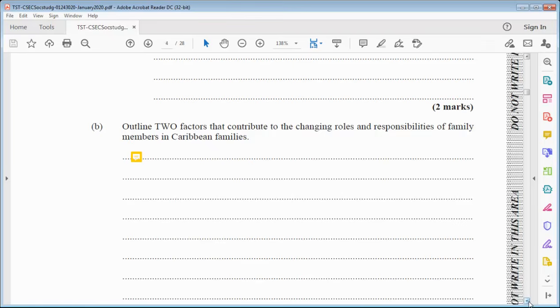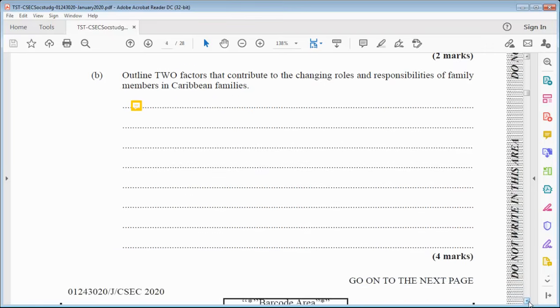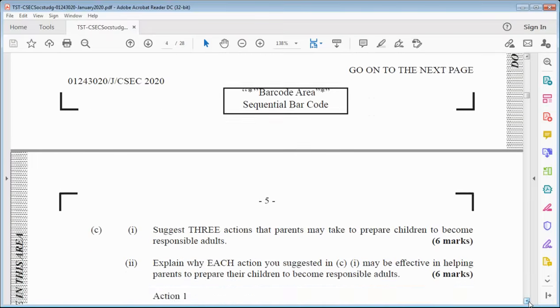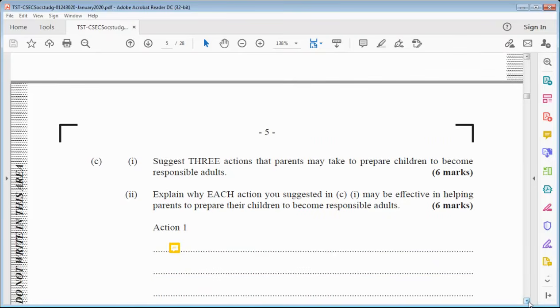So we have discussed five factors, so you can select any two. Here is the next part, the final part of question one on the family. The C part says there are two sections to C. First, it says suggest three actions that parents may take to prepare children to become responsible adults. And this is worth 6 marks.